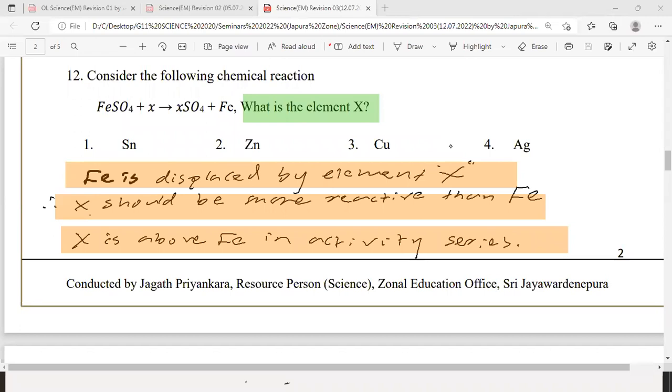Udamya. Yes, Udamya. Second one. Nirasha. Sandali. Second one. Vihanga. Second one. Amadi. Second one. Very good. All of you are correct. Answer is second. Zinc is above iron in the activity series. Very good. Excellent. Those who got the answer. Answer will be zinc.